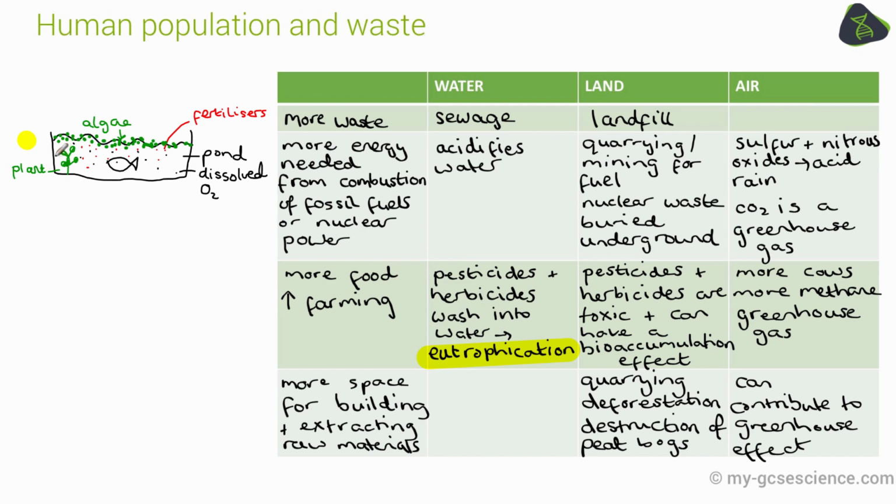They will no longer be able to add oxygen into the water to allow any other animals to live in the water, like the fish. So the fish die, and this sequence of events is called eutrophication.